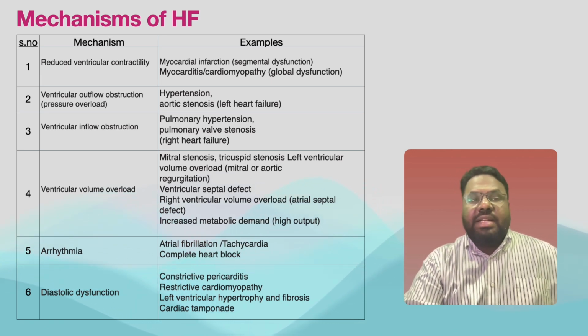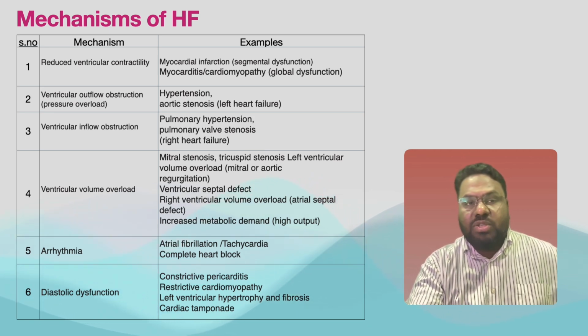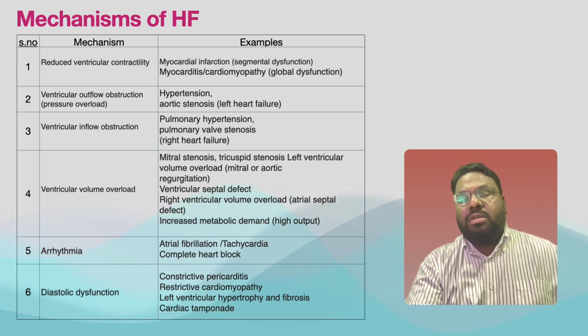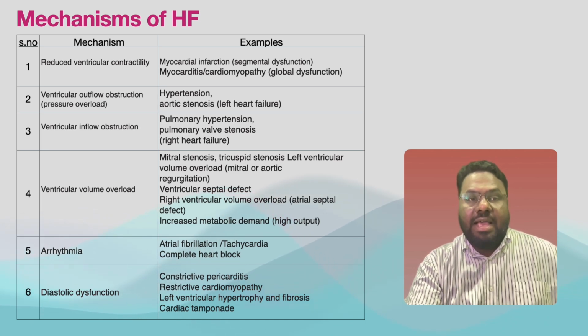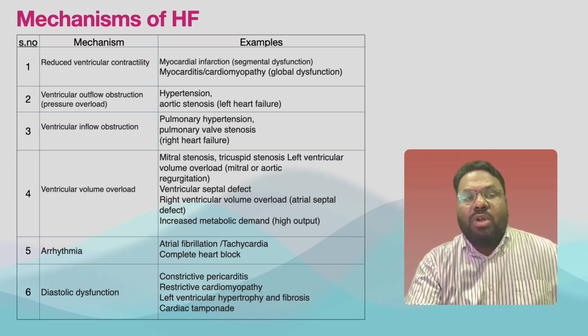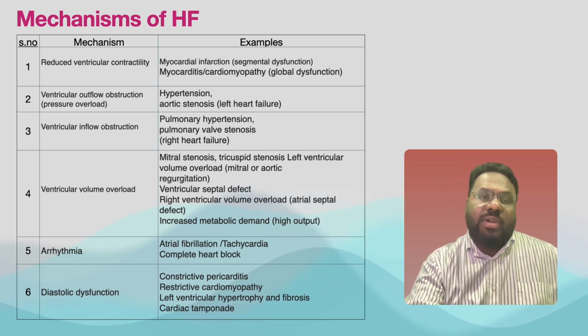Then we talk about the ventricular outflow obstruction. The outflow of the ventricle has got obstruction in the form of aortic stenosis, hypertension, all right, or HOCM, all right. Then we have got ventricular inflow obstruction, wherein blood is unable to reach into the ventricle as a result of pulmonary hypertension, pulmonary valve stenosis, especially in the right heart failure settings. Now talking about the ventricular volume overload. If you talk about the ventricular volume overload, especially in mitral stenosis, tricuspid stenosis, left ventricular volume overload is seen. Whereas ventricular septal defect is also an example of ventricular volume overload because of the left to right shunt.